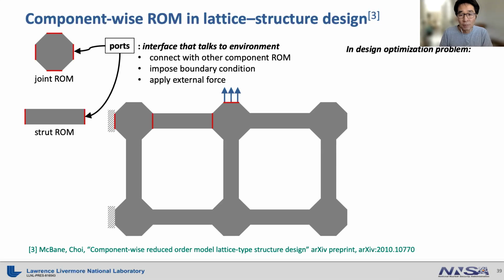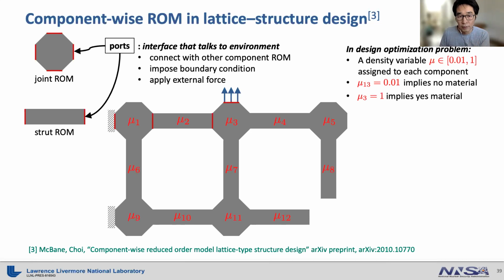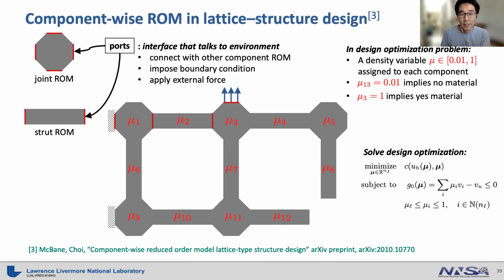Then in design optimizations, in topology optimization, the density variables have to be introduced, which vary from 0 to 1, but usually we avoid 0 to ensure well-posedness. So we set our lower bound to be 0.01, and a small density variable 0.01 means you get rid of that corresponding component, and the density variable 1 implies you put the material there.